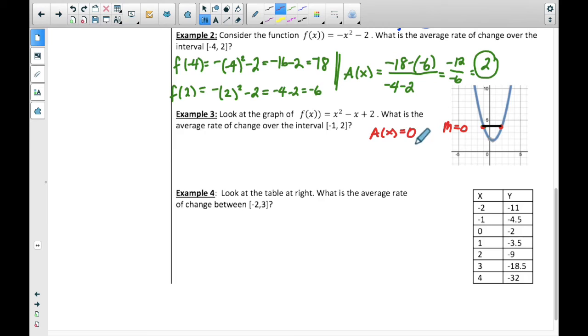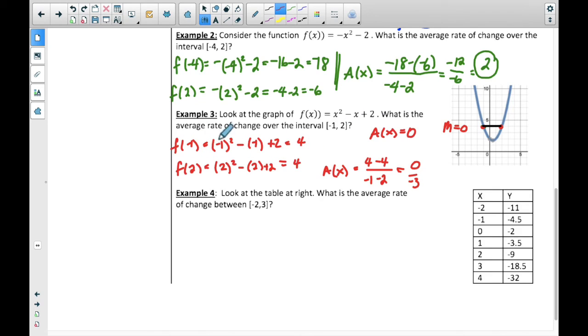If we wanted to work it out or we couldn't see it or whatever, we could plug those numbers into this function. And so if we plug them into the function, we would plug in the negative 1 and we get 4. We plug in the 2 and we get 4, which we already knew because we could see it on our graph. And then if we did the average rate of change function, we would just take 4 minus 4 in the numerator and negative 1 minus 2 in the denominator, and we get 0 again. So any way we go about it, the average rate of change on this one is 0 because it's a flat line. The rate of change is the slope and is 0.